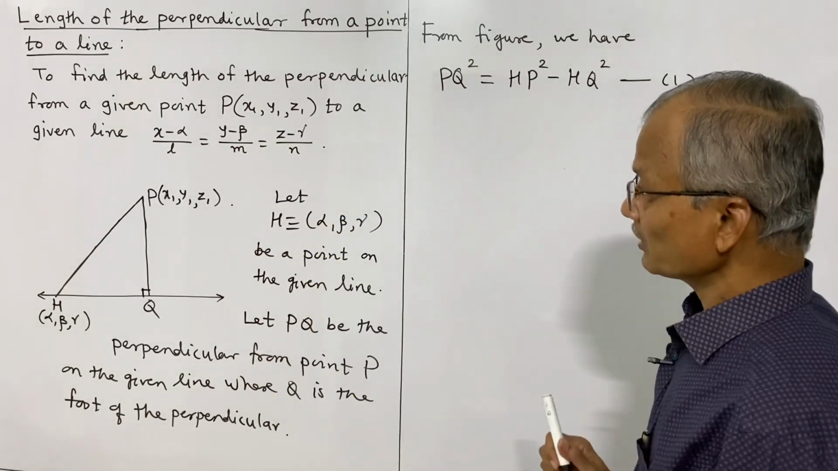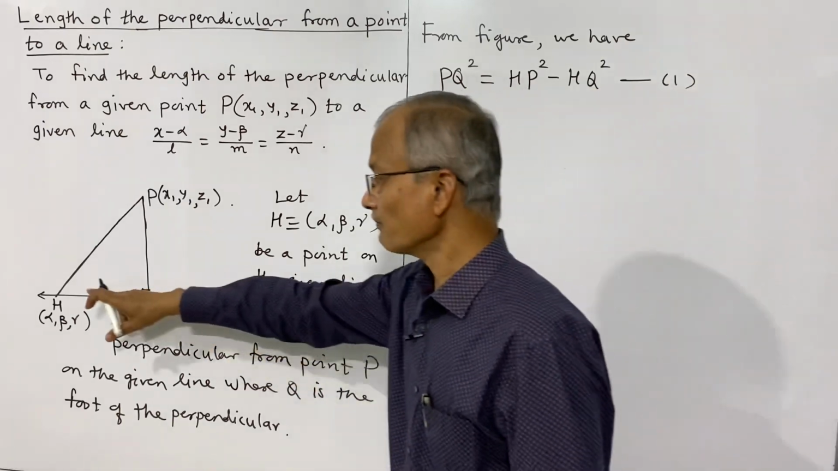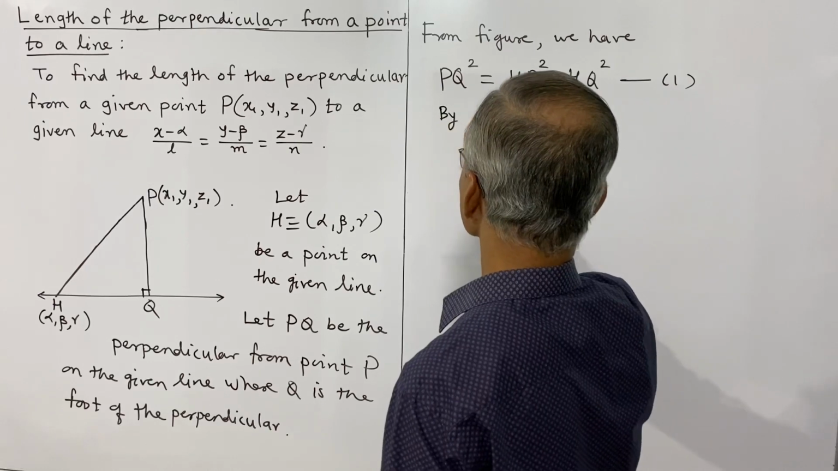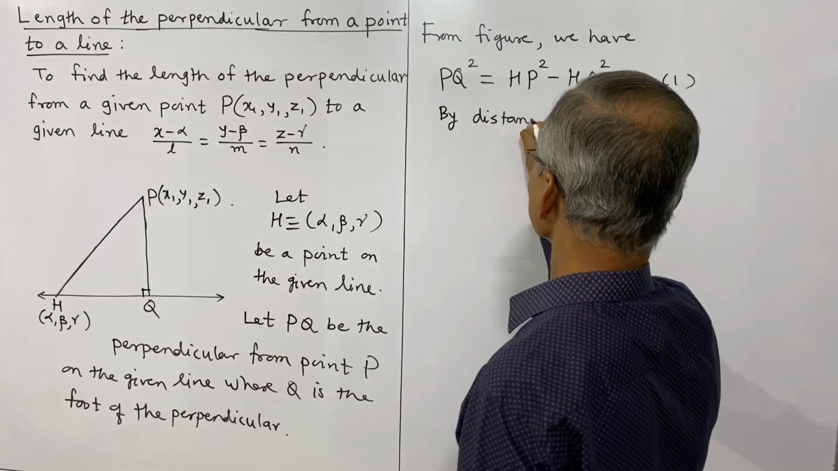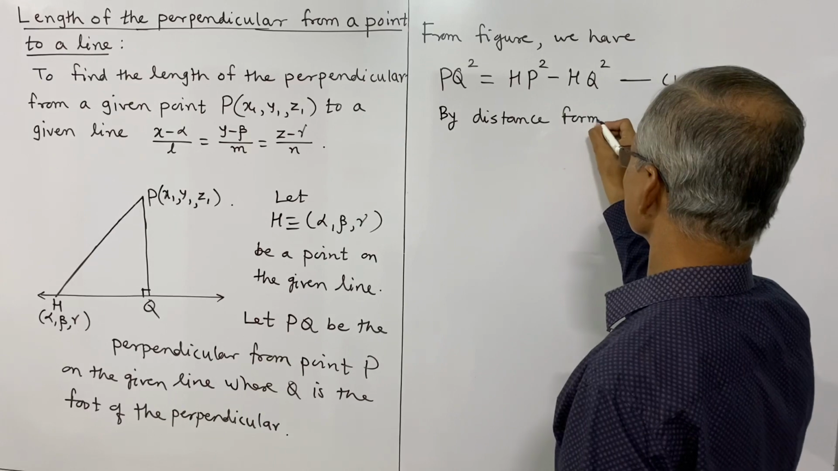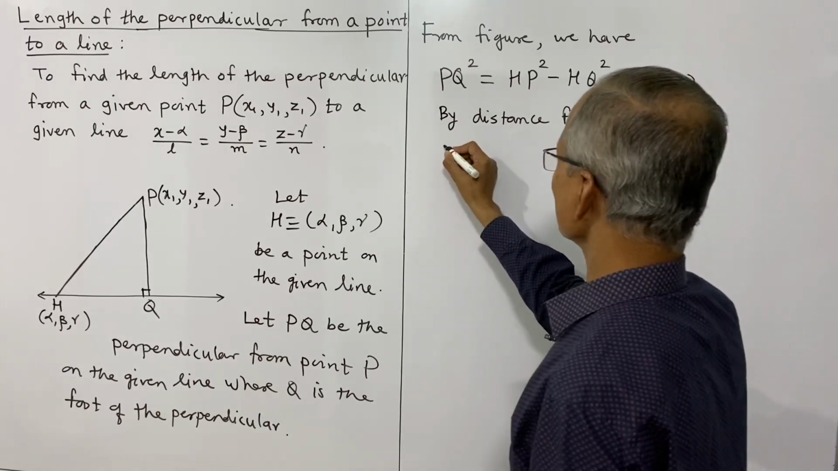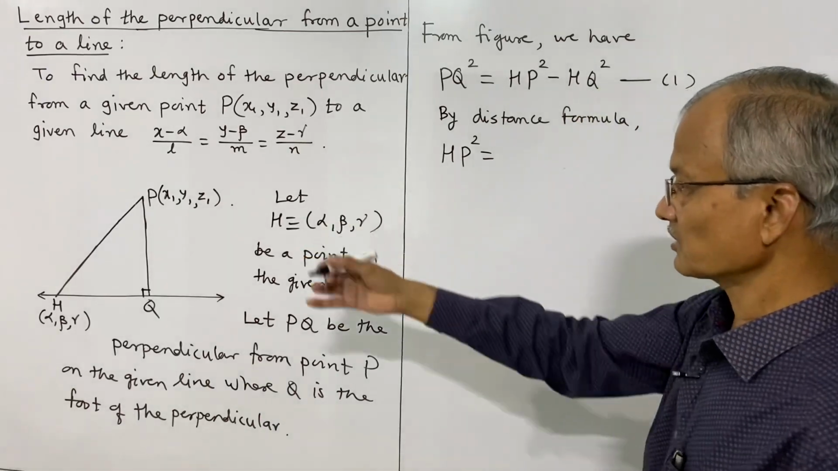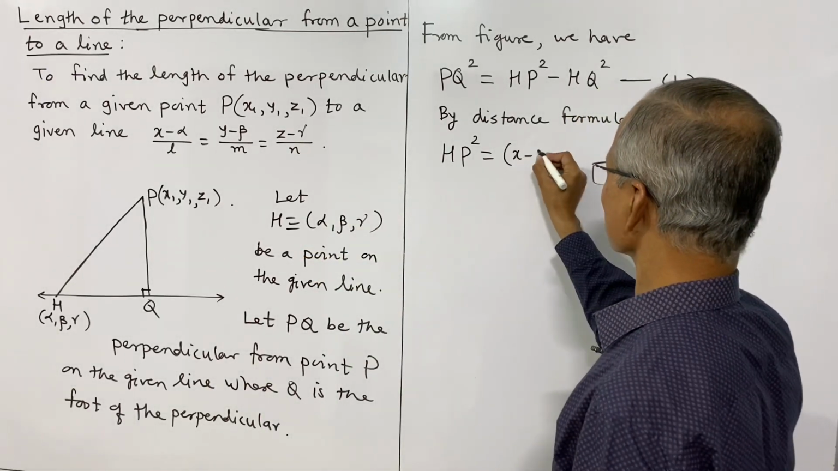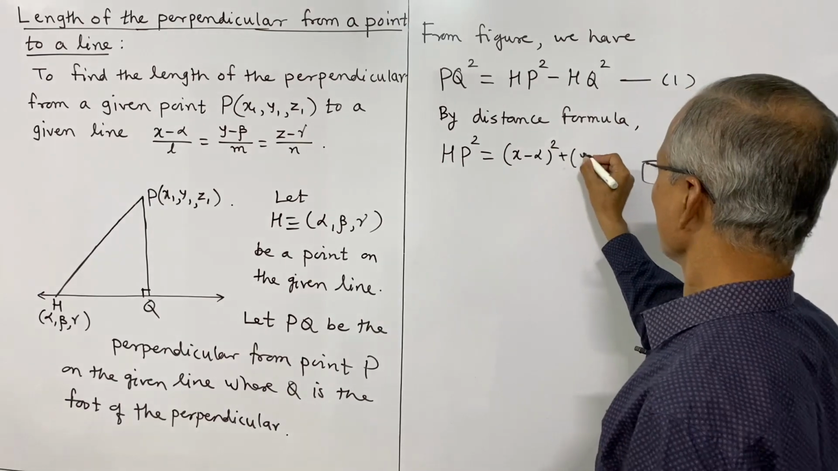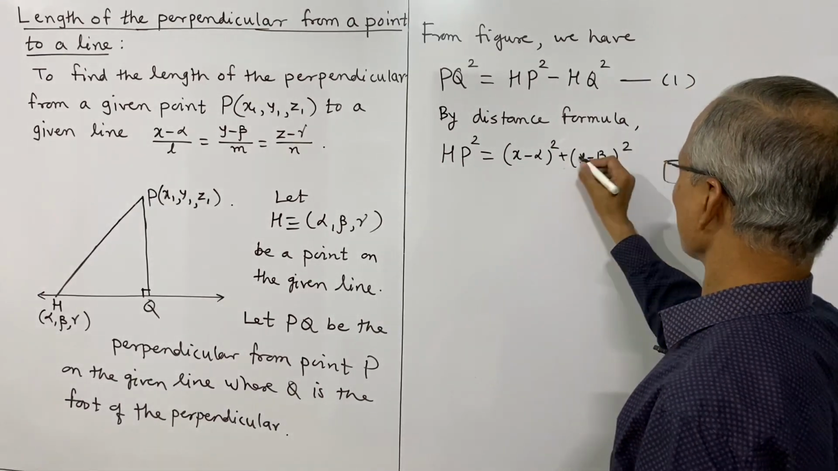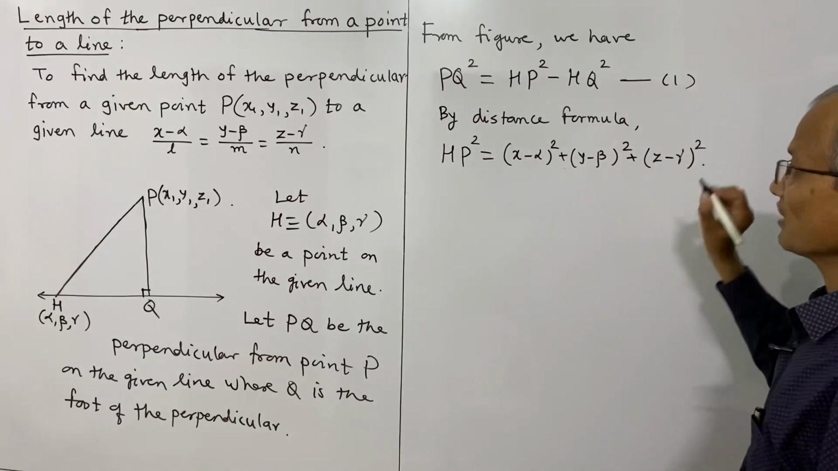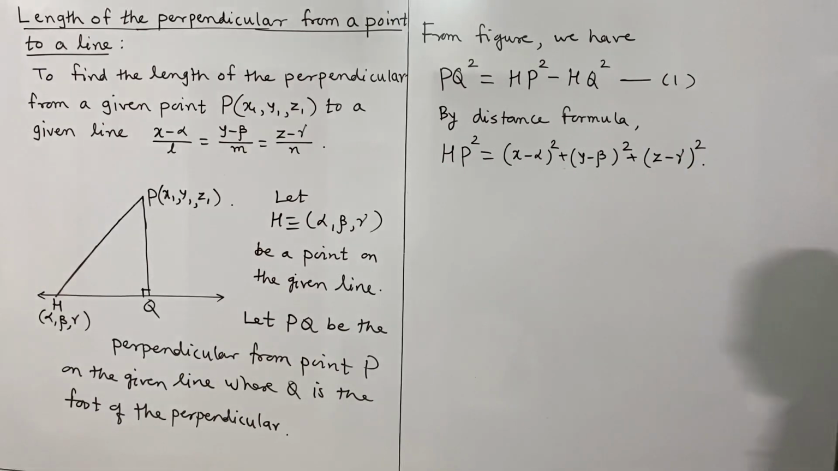And now we shall find HP. We can find HP easily using the distance formula. By distance formula, HP square is equal to, see, it is easy to express the distance in square form, x minus alpha whole square plus y minus beta whole square plus z minus gamma whole square. This is the HP square distance.